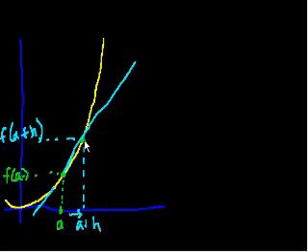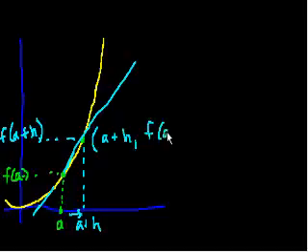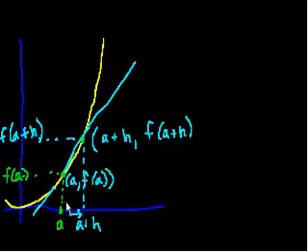This point right here has x-coordinate a plus h, and the y-coordinate is f of a plus h, right? And this point right here has coordinates a and f of a, right? So if we just use the standard slope formula like before, we would say change in y over change in x. Well, what's the change in y?